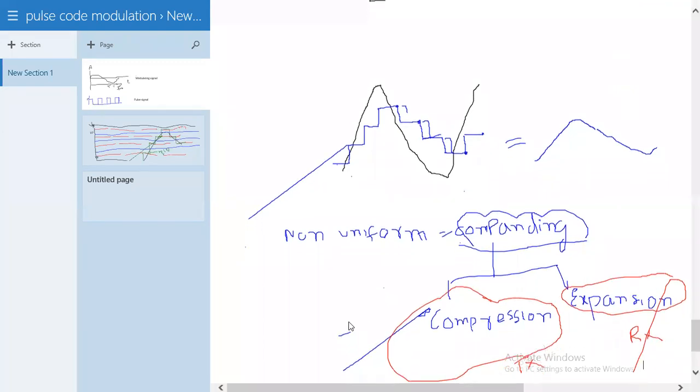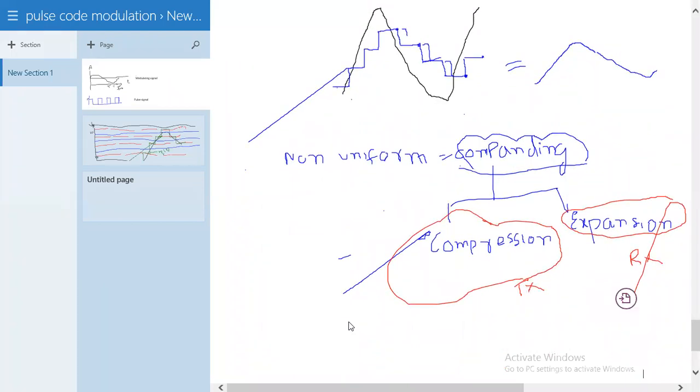So now we will discuss what is compression. The compression is we can reduce the amplitude of the input signal.